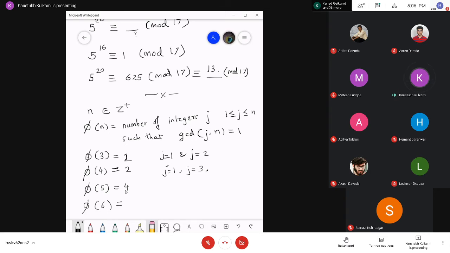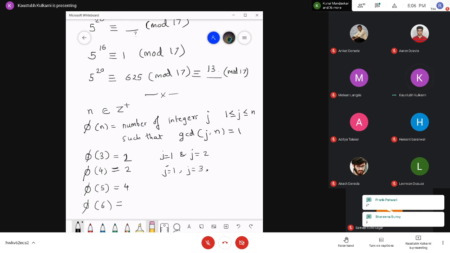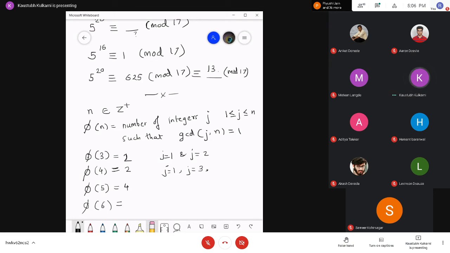So the quotient function of 5. We will check for integers between 1 and 5. Okay, so we'll check for j equal to 1. It is true. J equal to 2, j equal to 3. GCD of 1 and 5 is 1. GCD of 2 and 5 is 1. GCD of 3 and 5 is 1. GCD of 4 and 5 is 1. Because 5 is a prime, the GCD of every number less than it is 1. If you check it with itself, then the GCD will be 5. So 1, 2, 3, 4 will satisfy this condition, and hence the answer is 4.